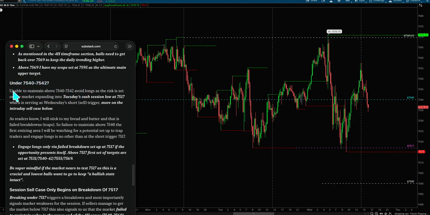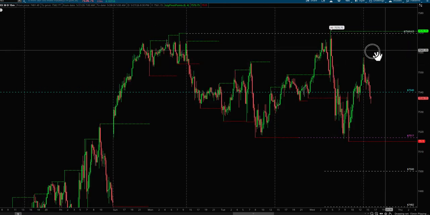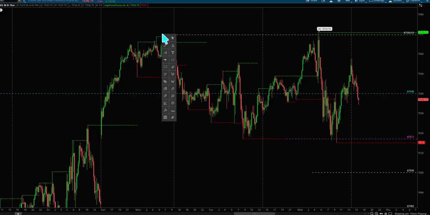Now, I talked about this, is what happens if we get under 75.40. Unable to maintain above 75.40, avoid longs as the risk is set on the market expanding into Tuesday's cash session low at 75.17, which is serving as Wednesday's short sell trigger. Okay, so 75.17 for us was a short trigger.